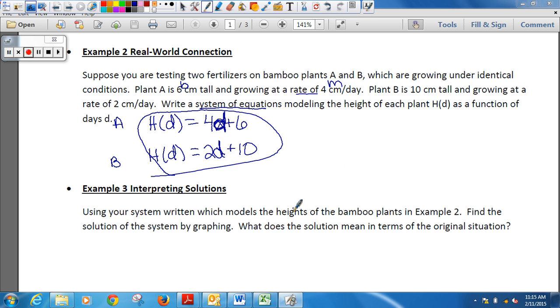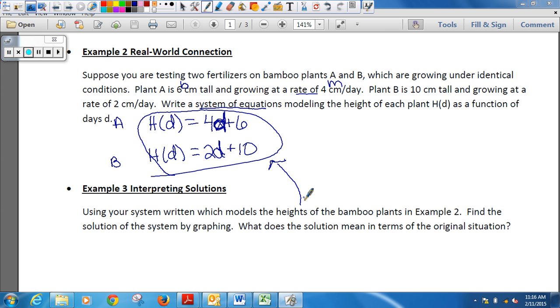Okay, now example 3 is saying, using your system written, which models the heights of the bamboo plants in example 2, so from right here, our system we just wrote, find the solution of the system by graphing. What does the solution mean in terms of the original situation? So again, we're going to our graphing calculator, and we're going to enter in our two equations. For equation 1, I'm going to put 4x, because you can't put in d, it has to be x or y in our graphing calculator, plus 6. And for our second equation, we're putting in 2x plus 10. We're going to graph it.